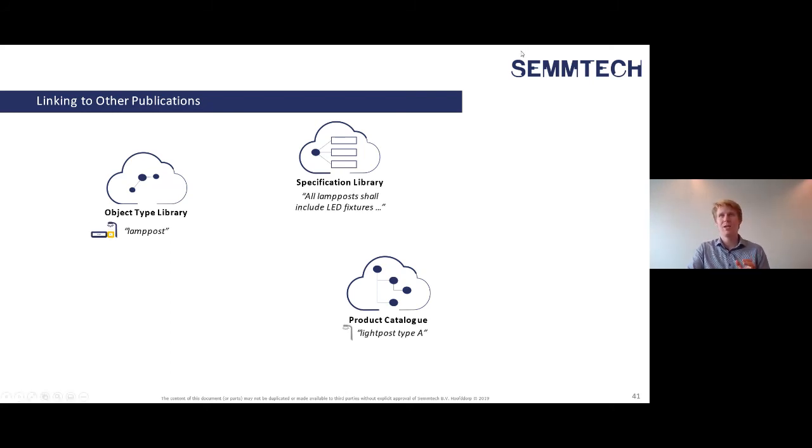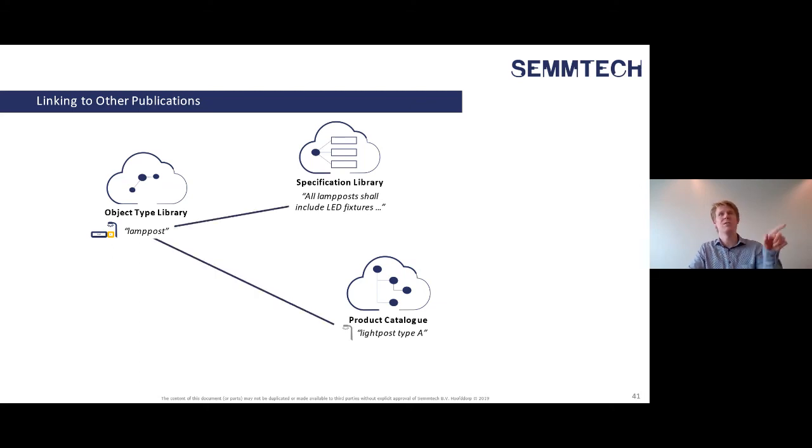You can imagine that there's information stored in these different object type libraries because it suits that particular need for that particular library. So we can have one object type library, for example, for the asset owner, right? We have a lamppost and it has a height. We can have a product catalog somewhere else, which will tell us, well, there is this light post of type A that I can build for you, or we have them lying around in our warehouse that you could use. And there might be some standard or norm which dictates that all lampposts should have LED fixtures.